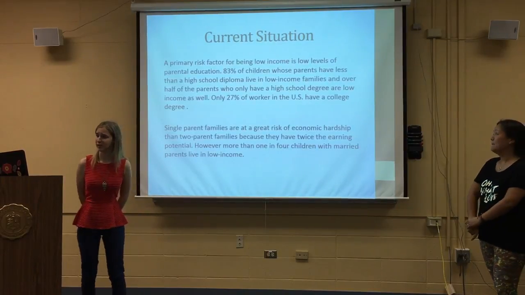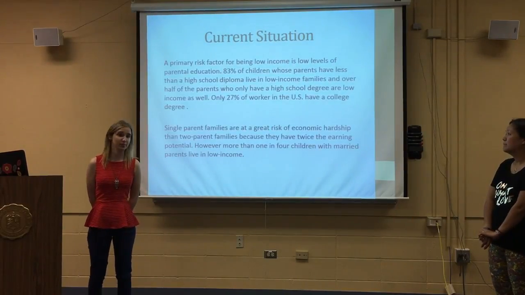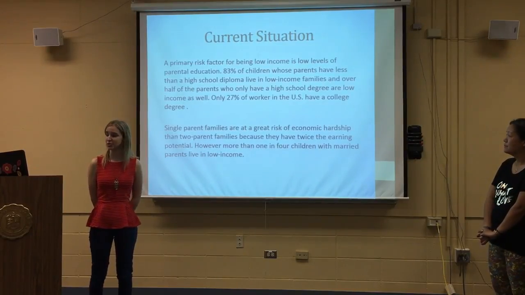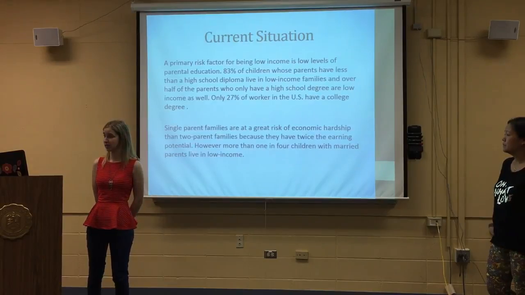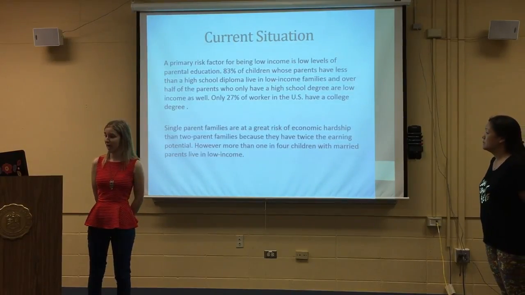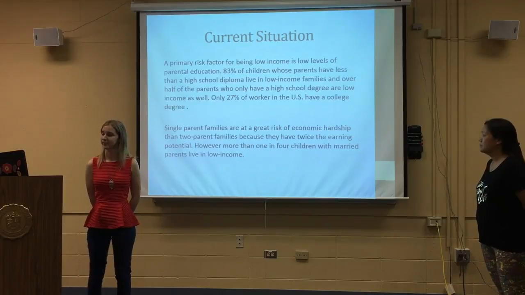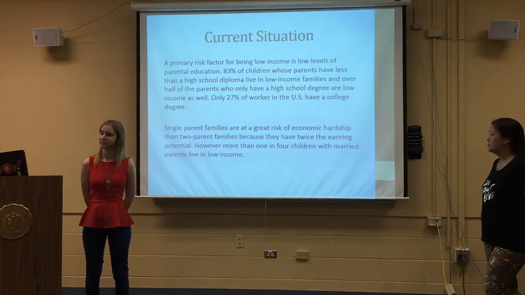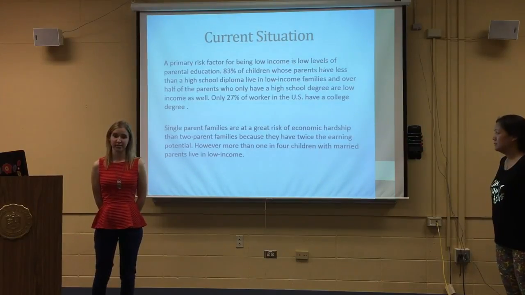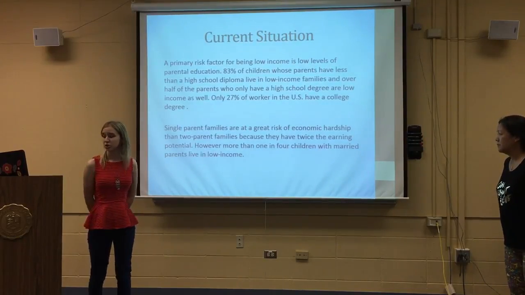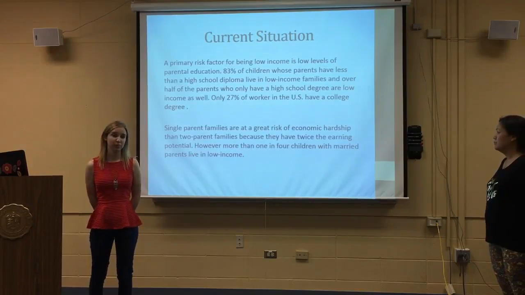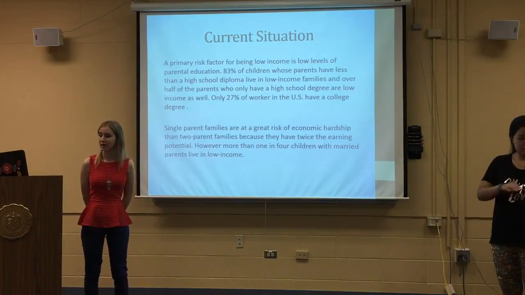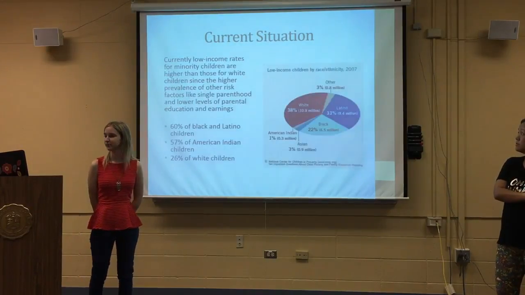A primary risk factor for being low income is low levels of parental education. 83% of children whose parents have less than a high school diploma live in low income families, and over half of parents who only have a high school degree are low income as well. Only 27% of workers in the U.S. have a college degree. Single-parent families are at a greater risk of economic hardship as well. Two-parent families are at a lower risk because they have twice the earning potential. However, more than 1 in 4 children with married parents live in low income.